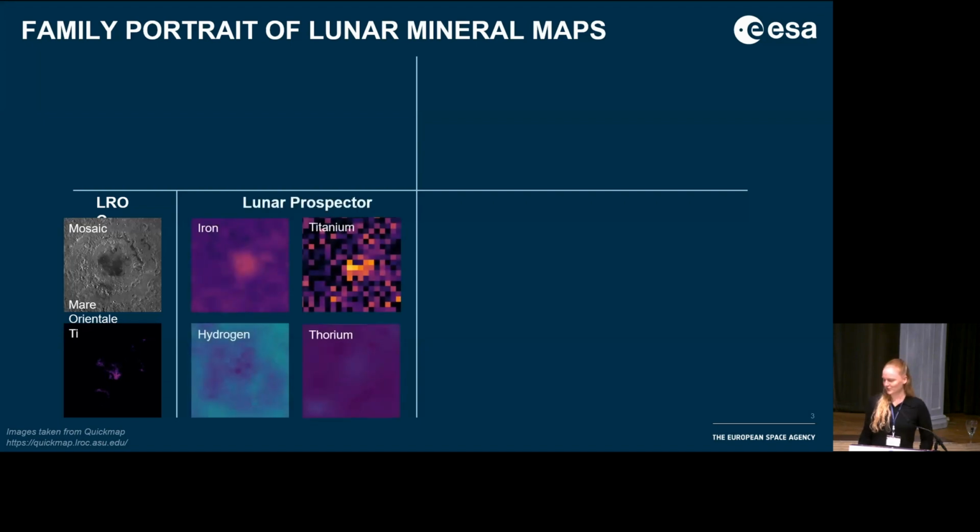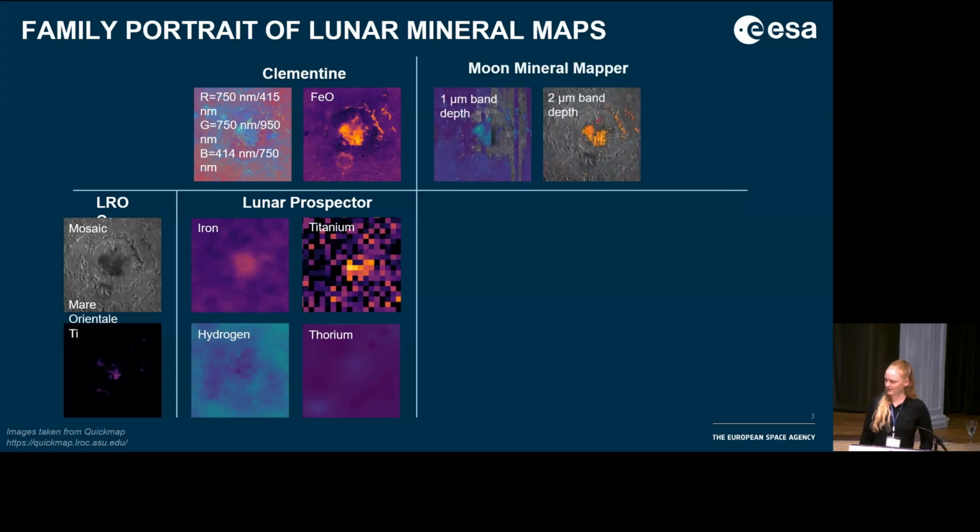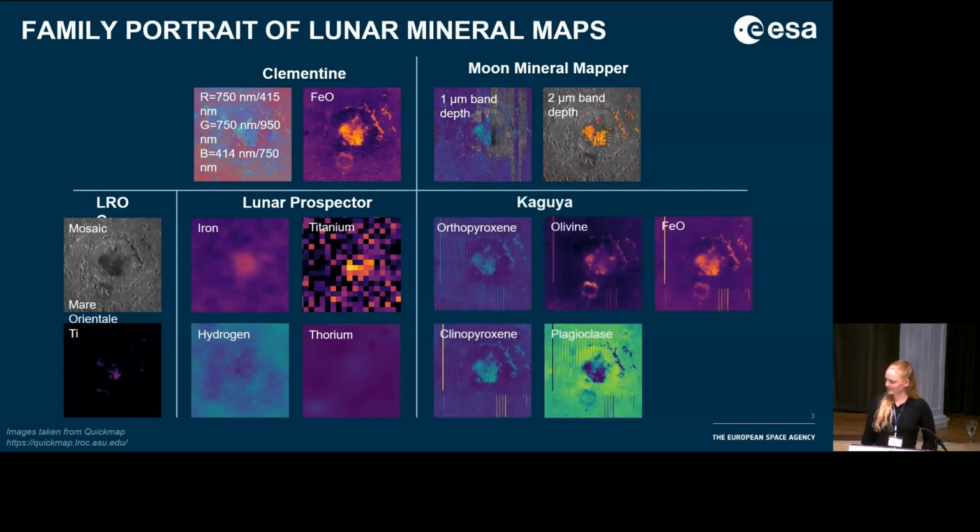Then we have the Lunar Prospector. Here we have iron and titanium again, and hydrogen and thorium. We have Clementine. They had a really nice color map here with different ratios of the different wavelengths. And we have iron oxide as well. Here we have the Moon mineral mapper MCube. This is the 1 and 2 micron band depths. And lastly listed here is the Kaguya, where we have orthopyroxene, olivine, iron oxide again, and clinopyroxene and plagioclase.